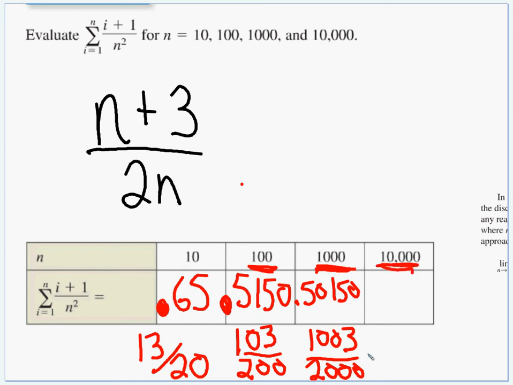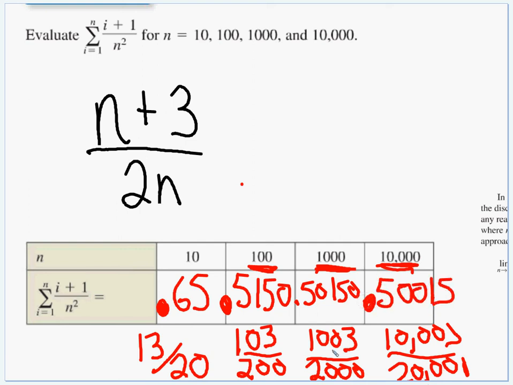What about a bigger number? 10,000. That's going to be 10,003 divided by 20 grand. That is 0.50015. Okay. Now this is not in the book, but let's think back to limits.